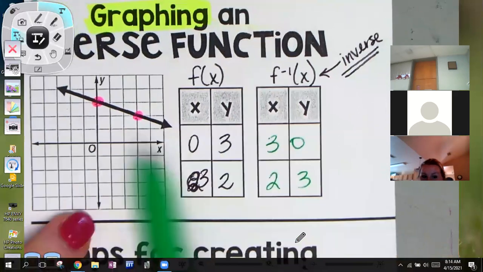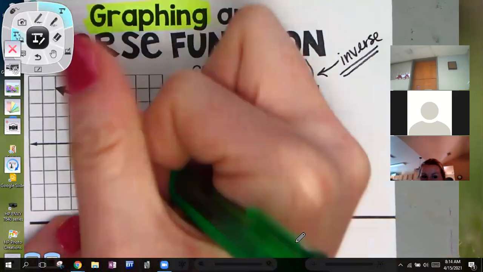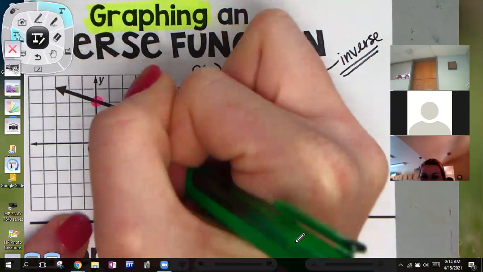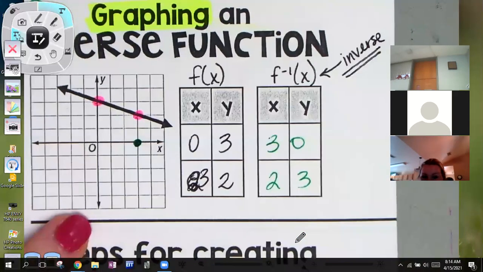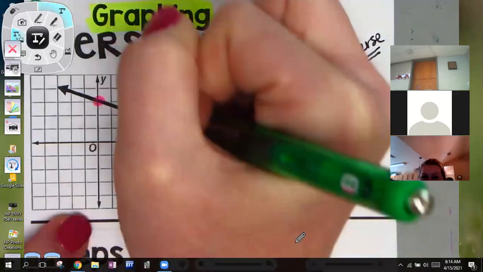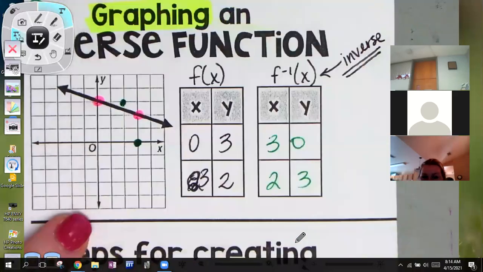So I'm going to go to 3, 0 and graph it. Then I'm going to go to 2, 3, over 2, up 3, and graph that, and I'm going to connect them.